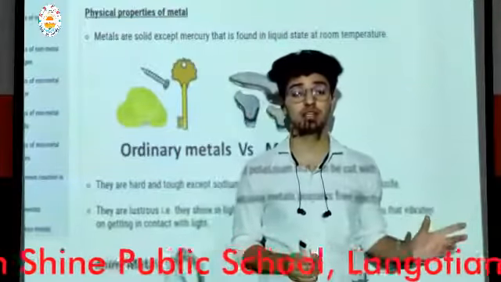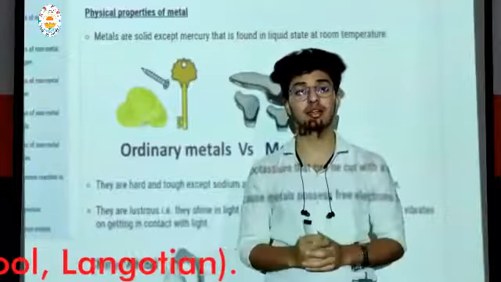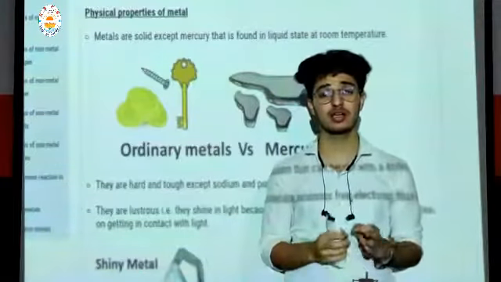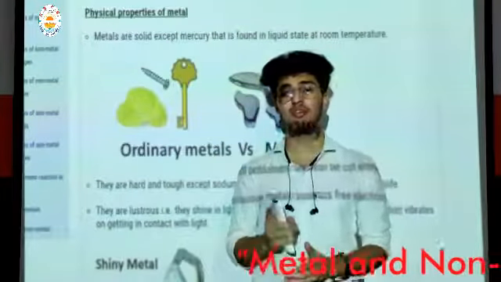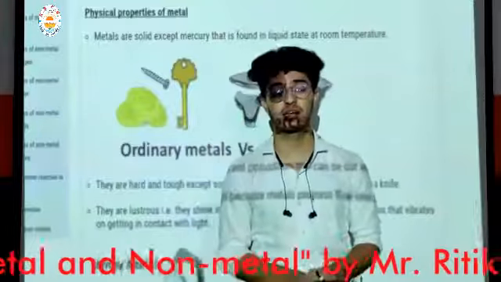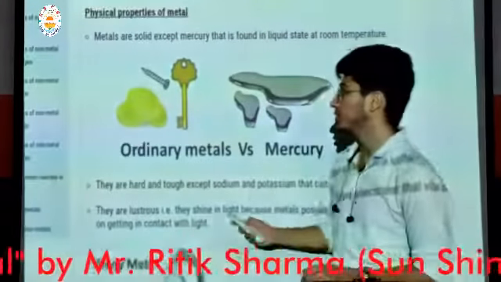You can see the silver or gold ring in your mom's hand, or iron, they all are solid at room temperature. But we have one exception, that is mercury. It is liquid at room temperature.